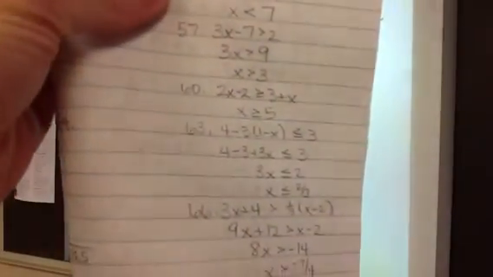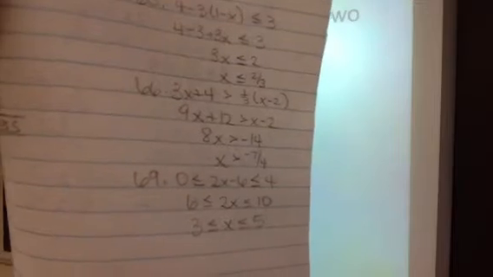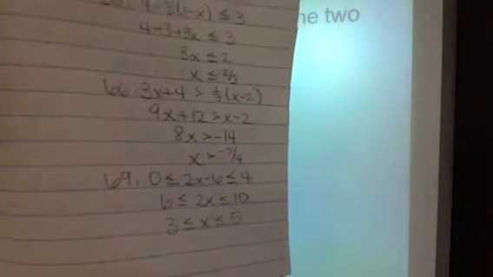Alright, 54, we got x is less than 7. 57, x is greater than 3. 60, x is greater than or equal to 5. 63, x is less than or equal to 2/3. 66, x is greater than negative 7/4. 69, 3 is less than or equal to x, which is less than or equal to 5. Or you could have it written separately. So x is greater than or equal to 3, and x is less than or equal to 5.